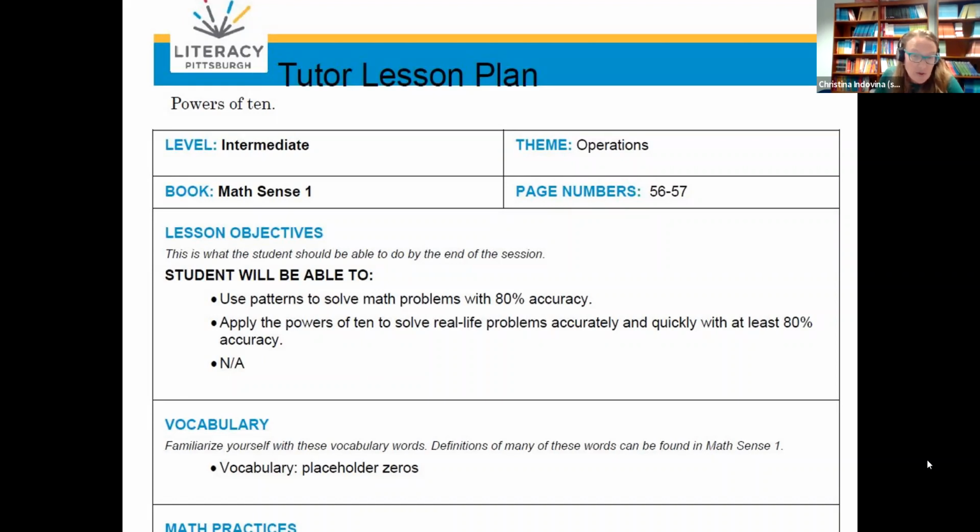Definitions of a lot of these words can be found in the glossary, and I'll show y'all where those are if you haven't looked. If it's not in the glossary, Google it. I have a slide that says that. So many math teachers before us have come up with great explanations for these things.